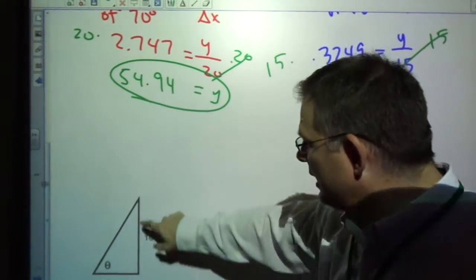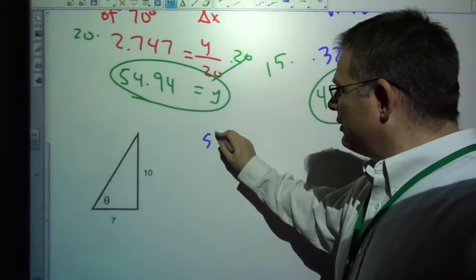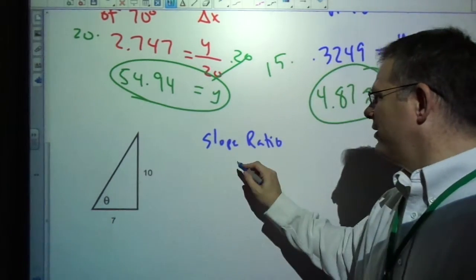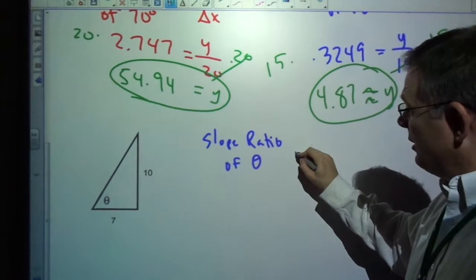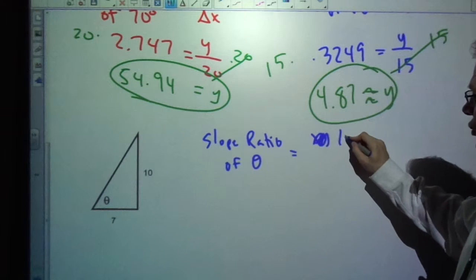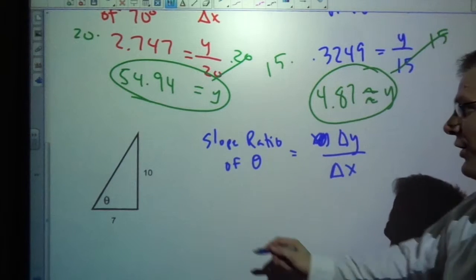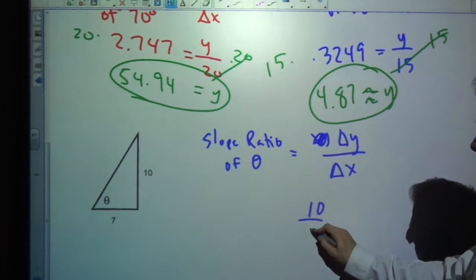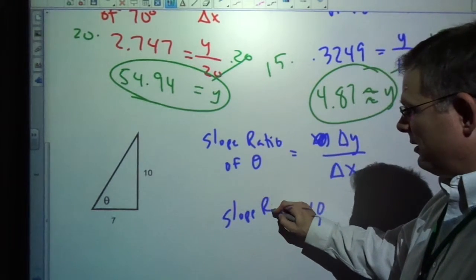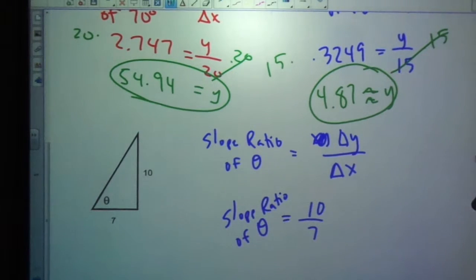Down here I have a missing angle, but the same equation works. The slope ratio of whatever this theta angle is, which I don't know what it is yet, is equal to change in y over change in x. We all make mistakes. So this is going to be 10 over 7, that's my change in y over change in x, equals the slope ratio of theta. So really what I'm asking is, what angle has a slope ratio of this?